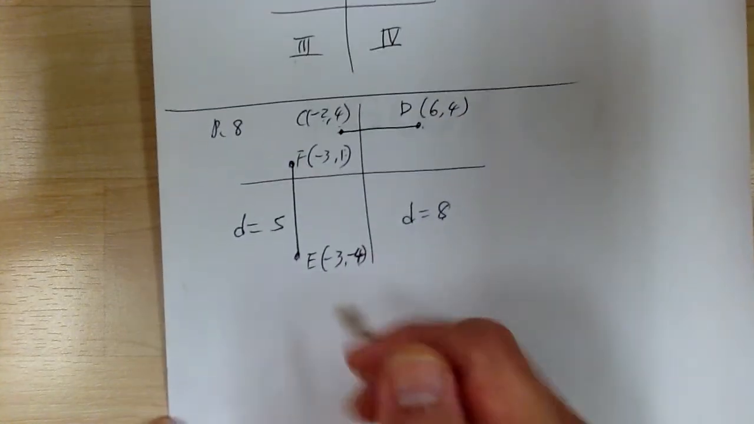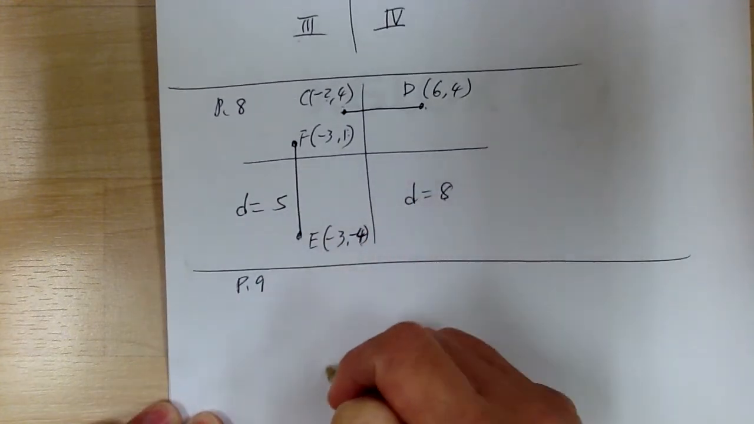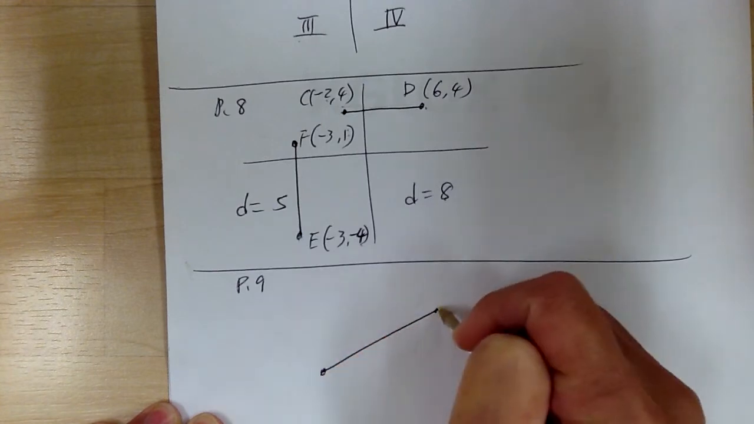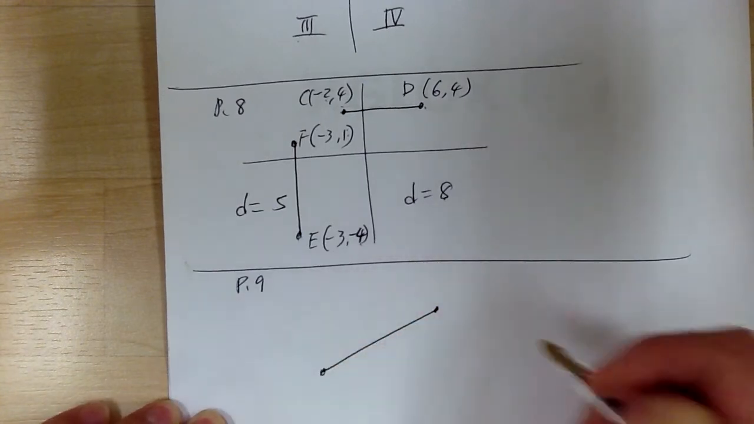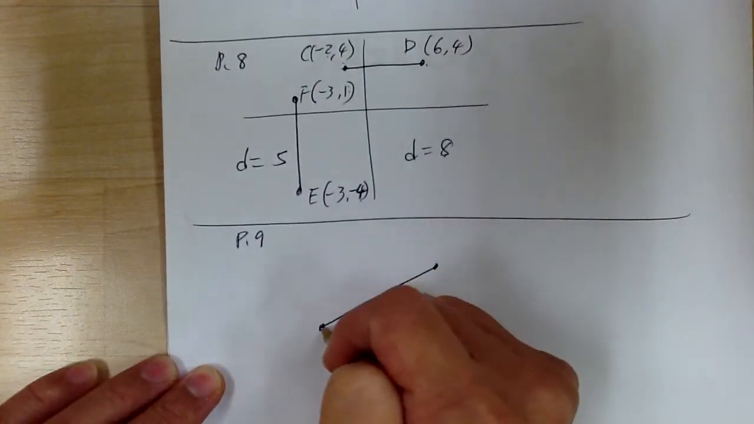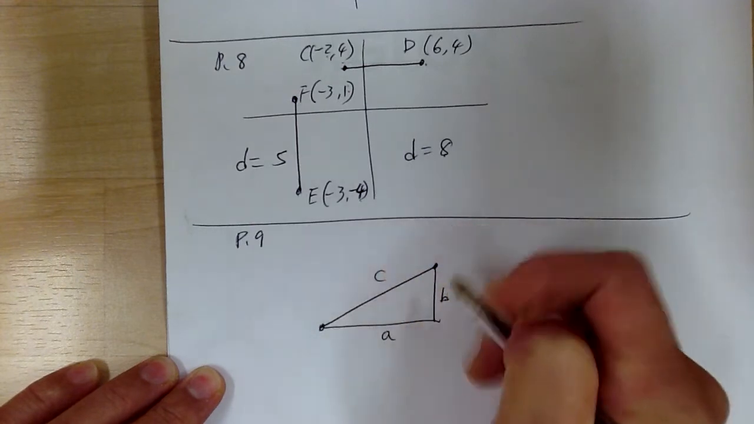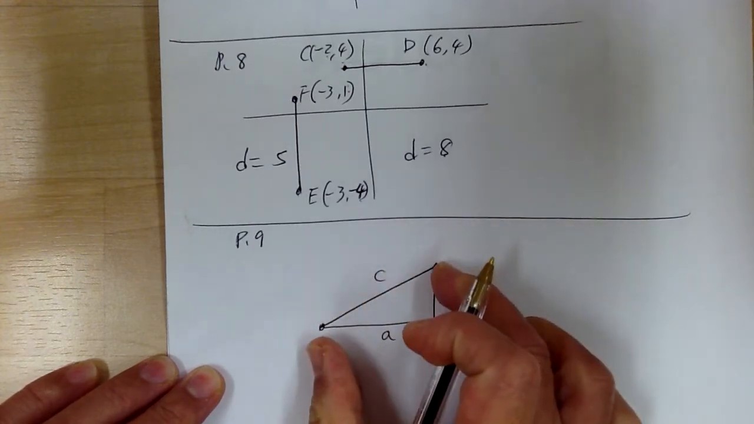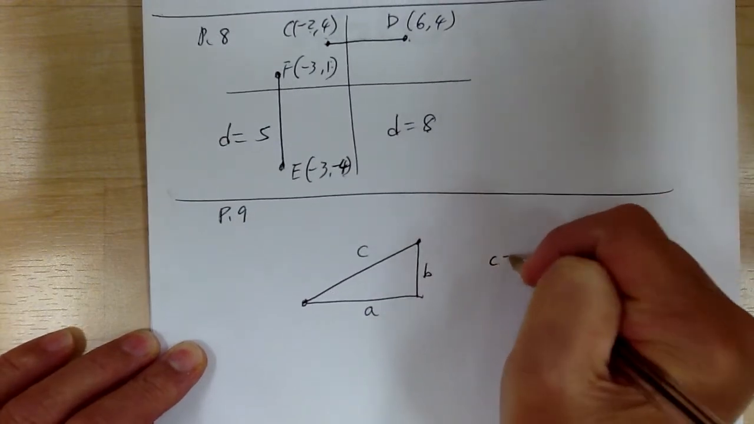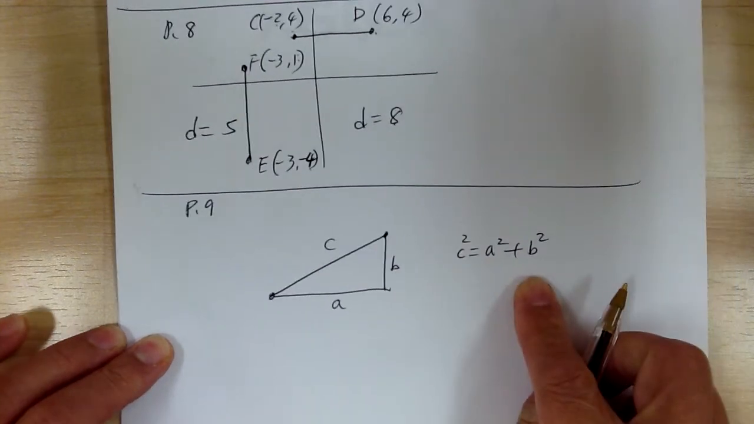Okay. Now when you go to page 9, when the 2 points are not horizontal or vertical, when it's slanted, then what you need to do is you have to use the Pythagorean theorem. Okay, so this is like A, B, C, right? So to figure out the distance between these 2 points, just use the Pythagorean theorem. So you got C squared equal to A squared plus B squared, right?